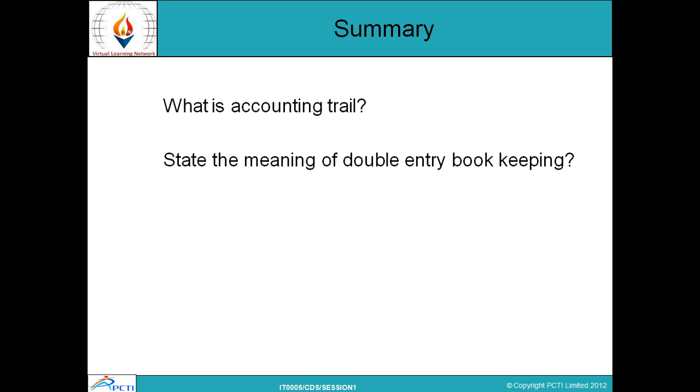Next, what is the meaning of double entry bookkeeping? Double entry bookkeeping is nothing but the accounting equation, where every debit will have a corresponding credit side, right? Every debit should have an equal or corresponding credit side. That is what the double entry system of bookkeeping is. Right, friends? Any doubts so far?